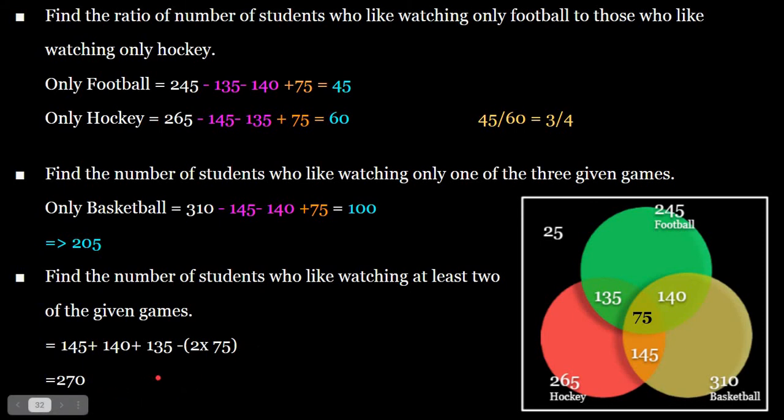The other method: find the number of students who like watching at least 2 of the given games. At least 2 will count how many? All these people who like just 2 games and all the people who like all 3 games. So this is one way of doing that.